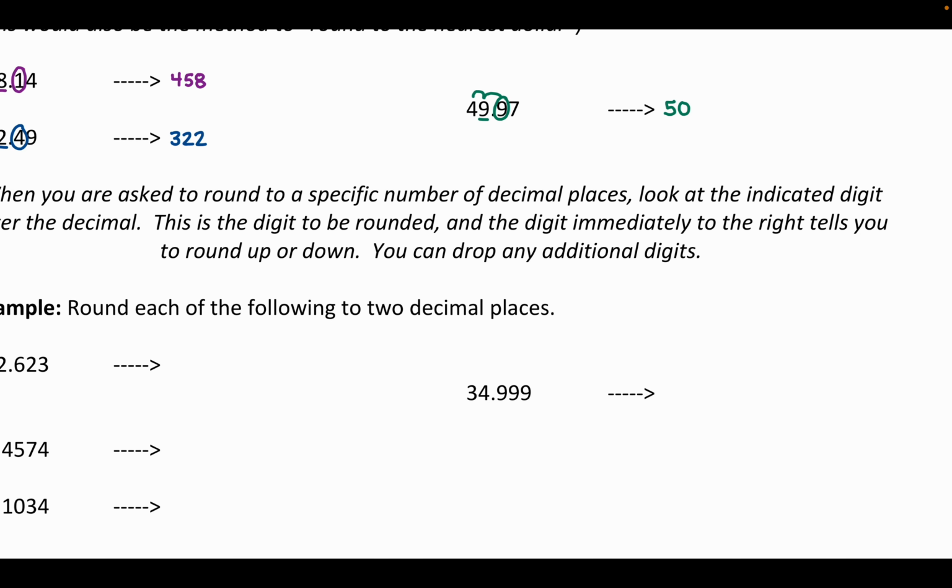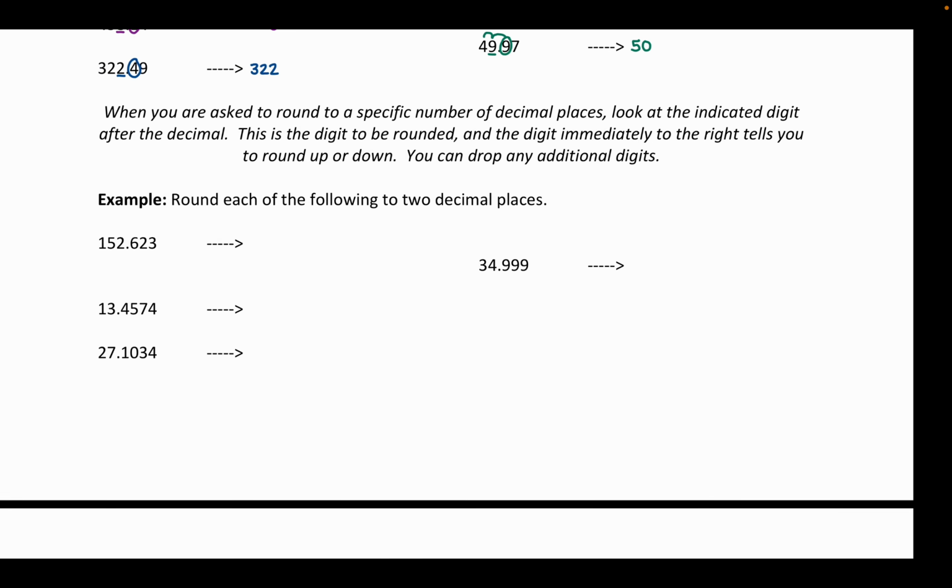And the last and probably most important type of rounding we're going to do is rounding to 2 decimal places. So when you're asked to round to a specific number of decimal places, you're looking at that digit after the decimal. So when we say 2 digits after the decimal, we're looking at the second digit after the decimal point. If it were 3 digits or 4 digits, you'd be looking at the third or fourth digits after the decimal. And we can also drop any additional digits, so we don't have to replace with zeros in this type of rounding.